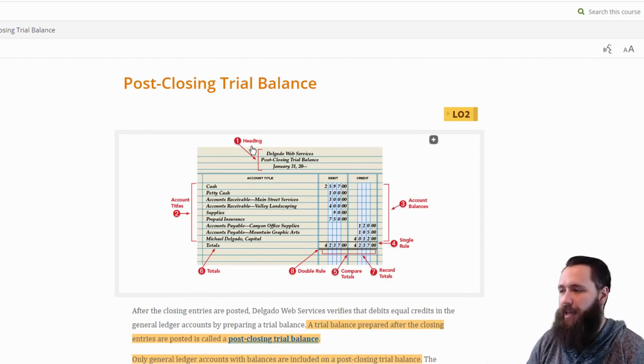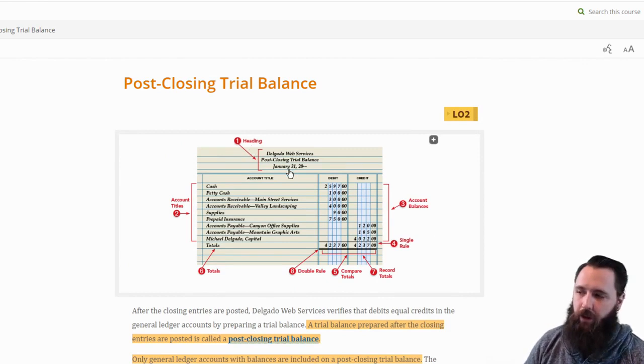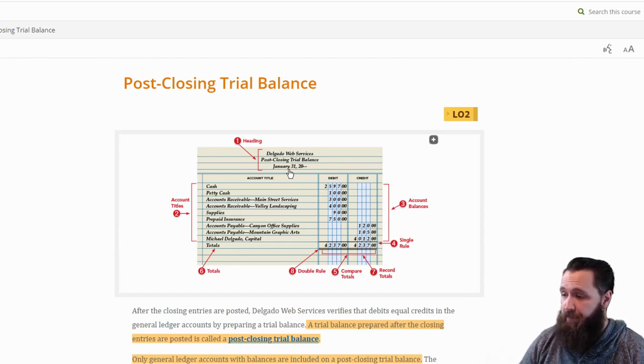So let's just look at the steps that we have here. First thing, we put in a heading. So this is the same heading that we've had the entire time. This is going to be close to the balance sheet heading where it's just a specific date. And then after that, we're going to write out all the account titles that we have. So we start out with our assets, right? So cash, petty cash, accounts receivables, supplies, prepaid insurance. Then our liabilities, accounts payable, and then our capital accounts, which is Michael Delgado, Capital.